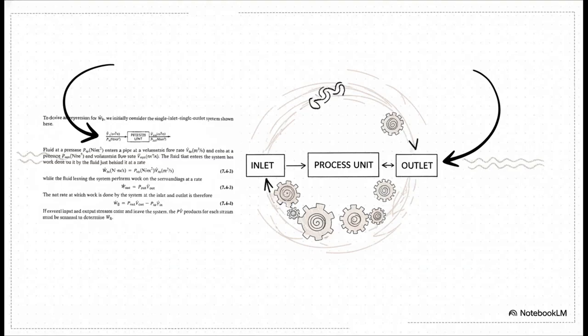Okay, this here is basically the blueprint for any open system. Now, don't worry about the math and the specific letters on the screen, just focus on the flow. You've got an inlet where stuff comes in, a process unit where the magic happens, and an outlet where it leaves. That simple idea, in, process, out, that's the key to this whole thing.